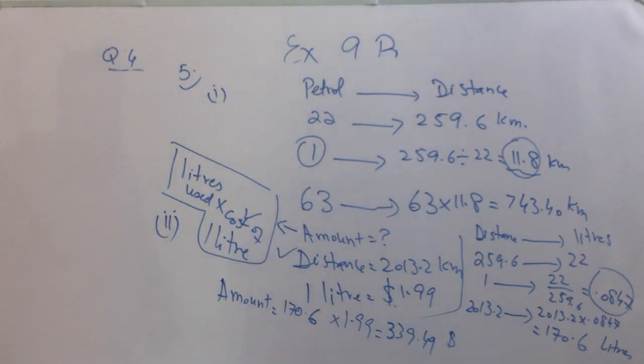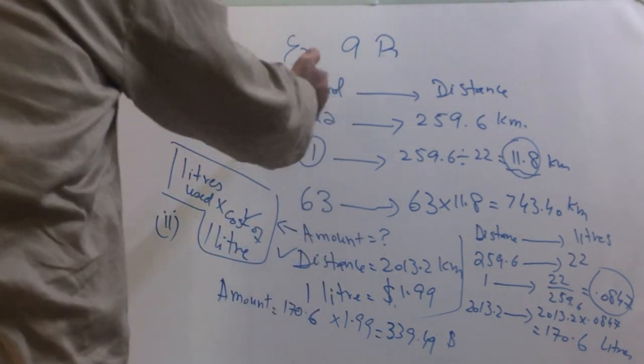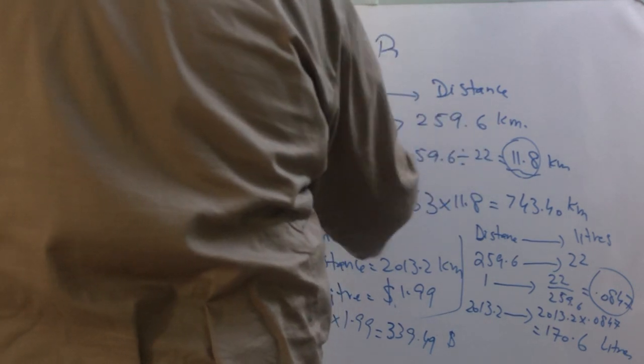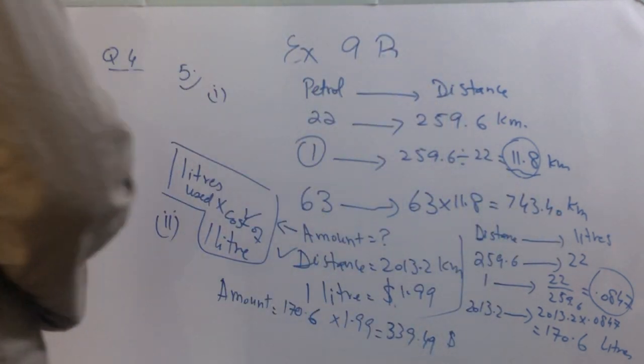Okay, I'll recap this question for part 2. We need to find the amount that the car owner has to pay to travel a distance of 2013.2 km if a liter of petrol costs $1.99. We have the cost of 1 liter and the distance traveled, but we don't know how many liters were used to travel that distance. So we started from the value that in 259.6 kilometers we used 22 liters.